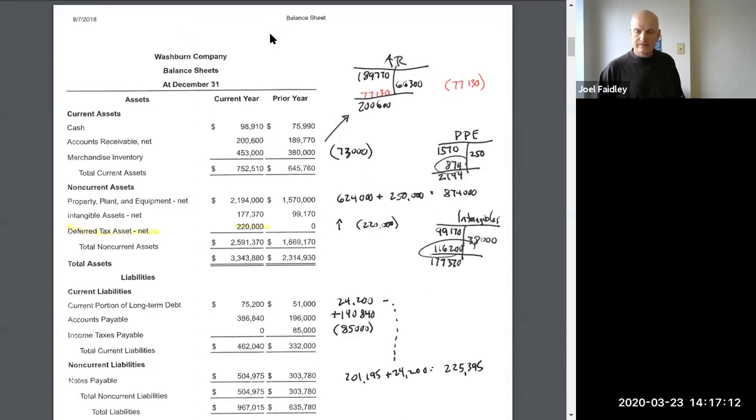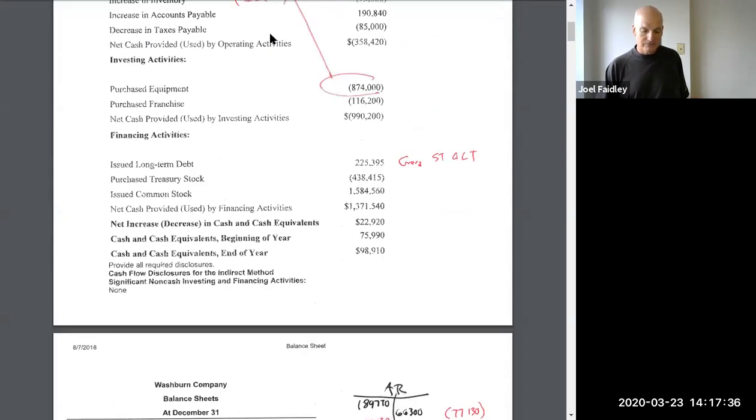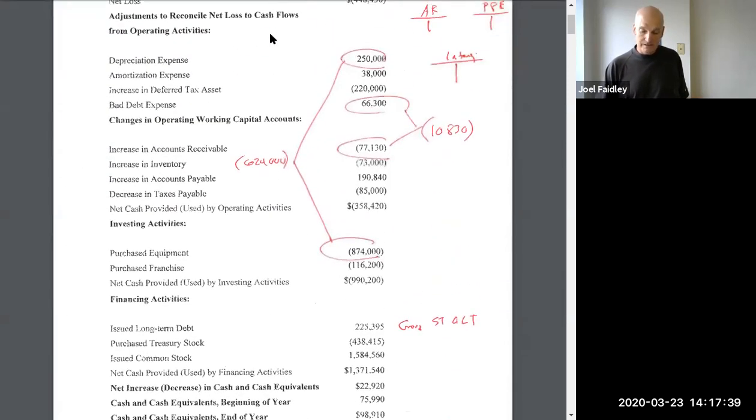So that is my beginning balance. I've reduced it by $66,300 for the allowance for bad debt expense. If that's my ending balance, then to true this up, I've got to make an entry for $77,130. But I'm not making the entry, it's already been made. And so that says what has happened: my accounts receivable has increased by $77,130. So what does that look like on my statement of cash flows? $77,130. Accounts receivable went up, it's got to be a negative. Any asset that goes up is a negative.